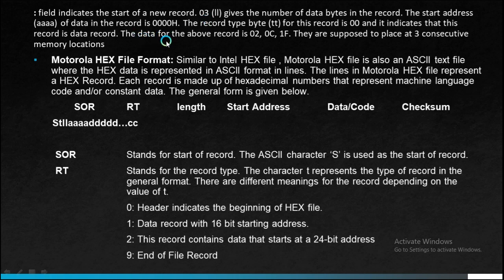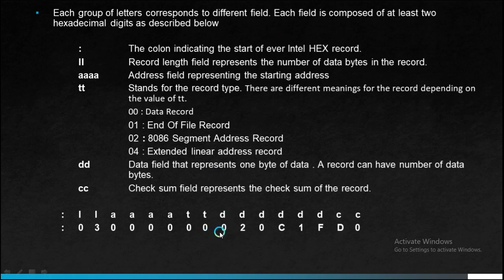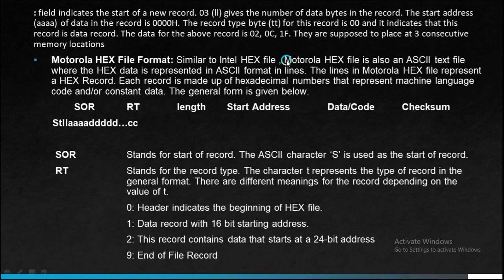Then next comes the data in the record, that is 02, 0C and 1F. The specialty of this data here is that only 3 pairs of data have been transmitted, that is 6 D's. These data will be stored in consecutive memory locations, starting with 0000. At memory 0000, data 02 will be stored. At the next memory, 0001, 0C will be stored, and at 0002, 1F will be stored. So that's all about Intel hex format.